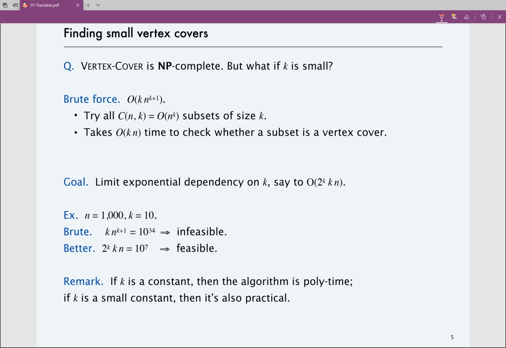So for example, if you use n equals 1,000 and k equals 10, right, then this new approach is only going to take something like 10 million steps, okay, which is quite feasible. So in fact, for any small value of k, or if you consider k to be a constant, then this algorithm is going to be a practical algorithm.